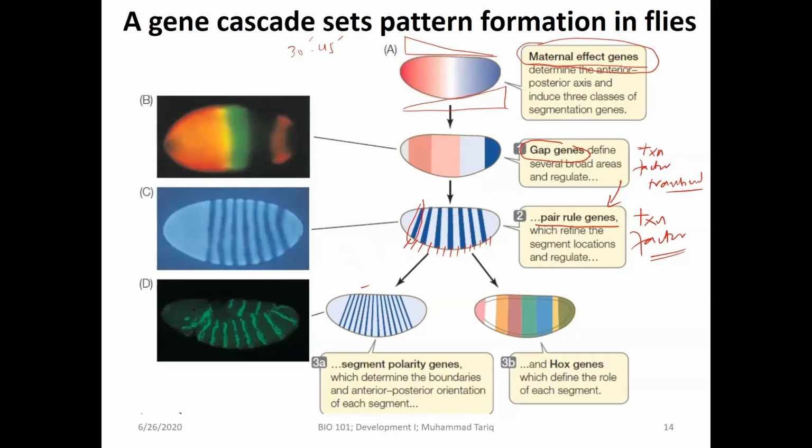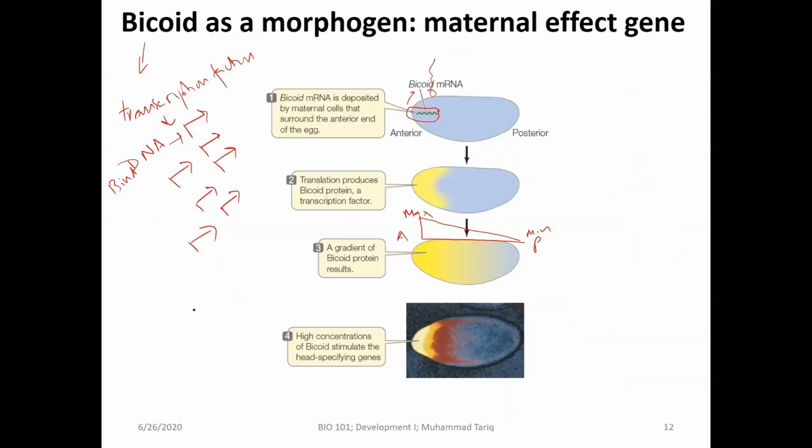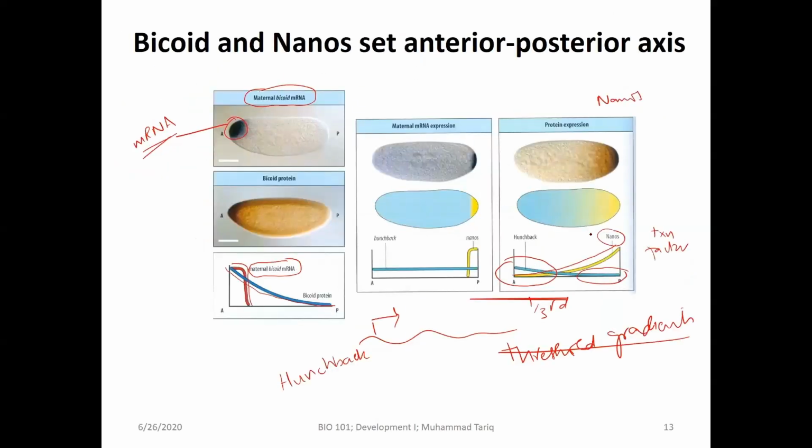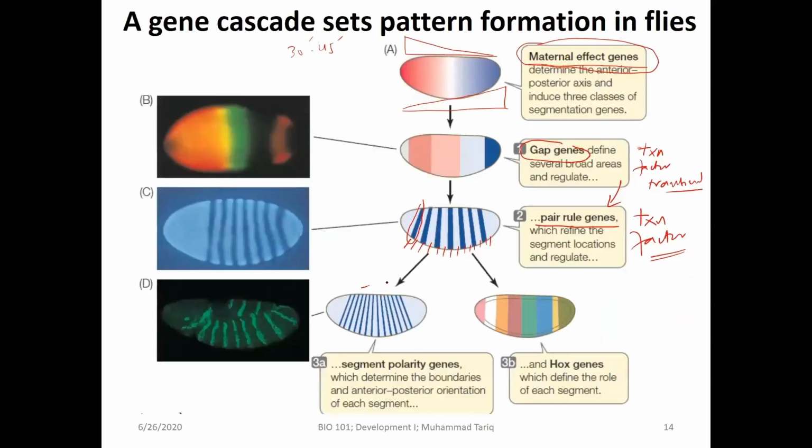Segmented body plan is established. We saw the segmented body plan already. Here, the embryo looks like this. This is due to, and we know already the genes. For example, gap genes are Kruppel, knirps, etc. Pair rule genes are even-skipped and Fushi-Tarazu.